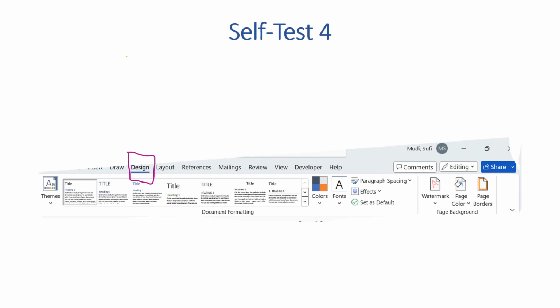In today's topic, we are going to see self-test 4, which is based on lesson 4 here. Lesson 4 is about design. So we are going to look at questions drawn from this lesson.